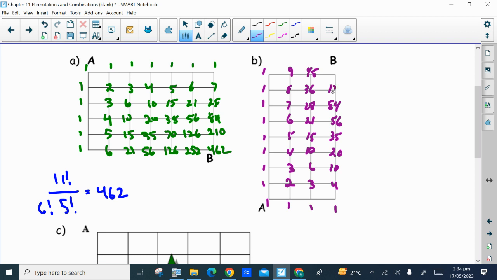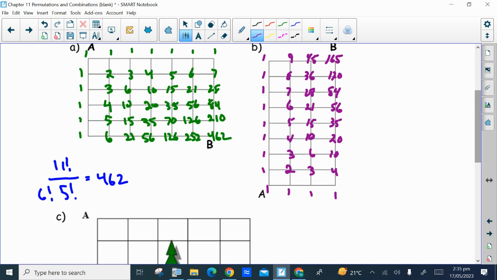So that's 120, I think. 84, 90 plus 30, yep. And 165. So 165 routes or paths could be followed to go from A to B. Which you could, this is using factorials. The other way of doing it is using permutations. No, combinations, sorry.